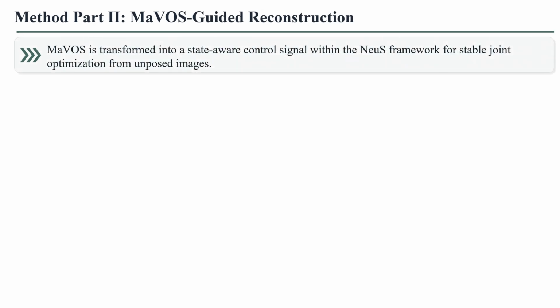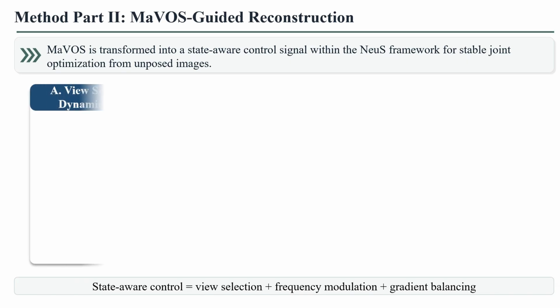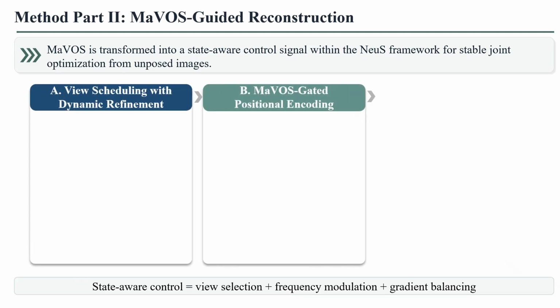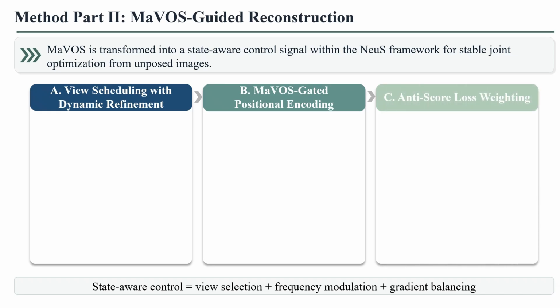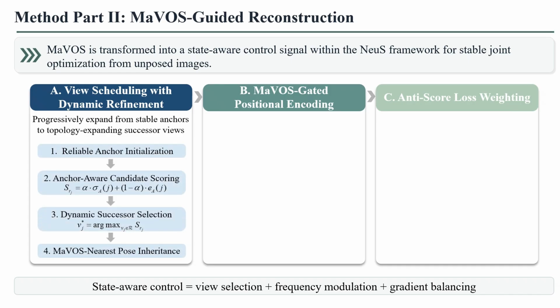After computing the per-view optimizability score, we use it to guide reconstruction through 3 mechanisms. The first is view scheduling with dynamic refinement. We start with reliable anchor views that have strong local constraints, and then progressively introduce successor views to expand topological coverage. This avoids optimizing all views at once and reduces instability in the early stages.